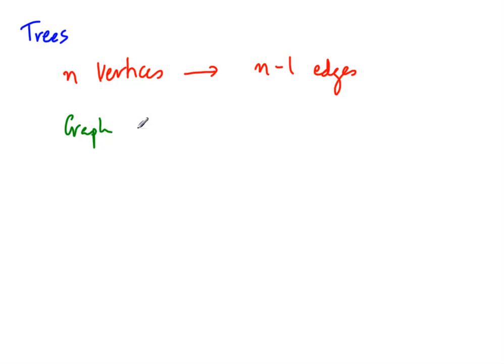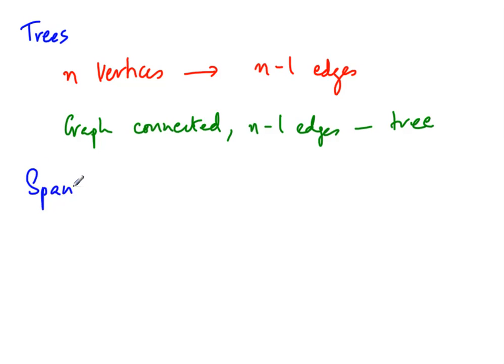So some useful facts about trees. So the first is that any tree with n vertices has exactly n minus 1 edges. Okay, and moreover, this is an if and only if. So any graph that is connected and has n minus 1 edges must be a tree. Okay, so now let's extend this to the notion of a spanning tree.